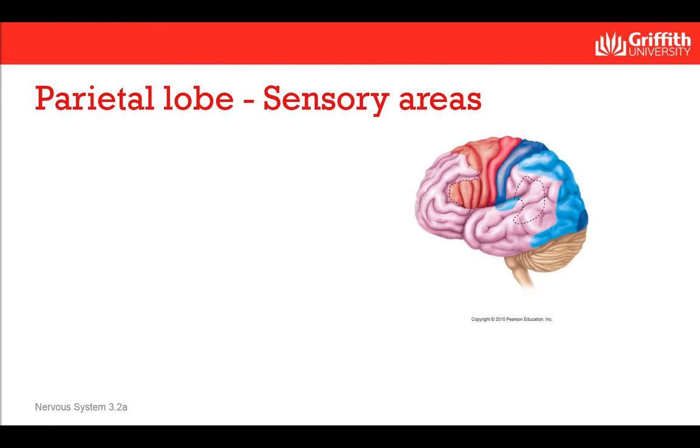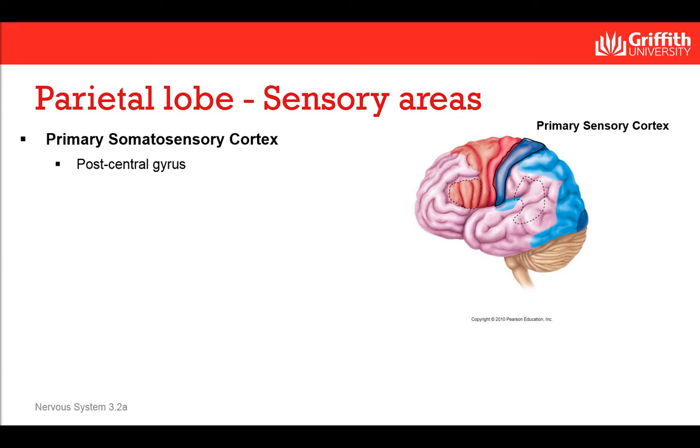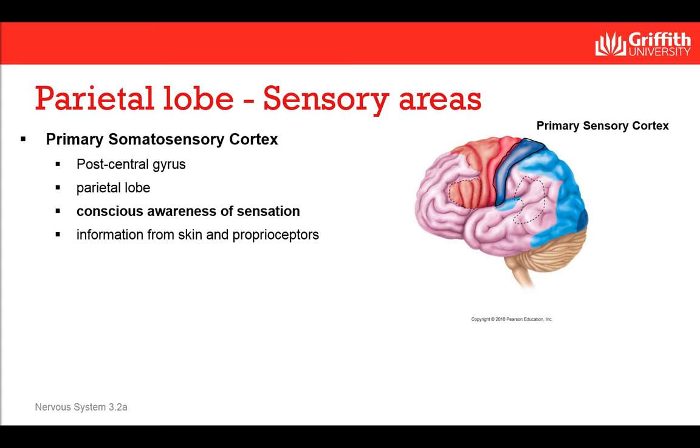The parietal lobe is concerned with sensation. The primary somatosensory cortex is found in the post-central gyrus of the parietal lobe, just posterior to the central sulcus and primary motor cortex. The primary sensory cortex is responsible for our conscious awareness of sensation. Neurons in this gyrus receive information from sensory receptors in the skin and from proprioceptors in skeletal muscles, joints, and tendons. The neurons then identify which area of the body is stimulated.